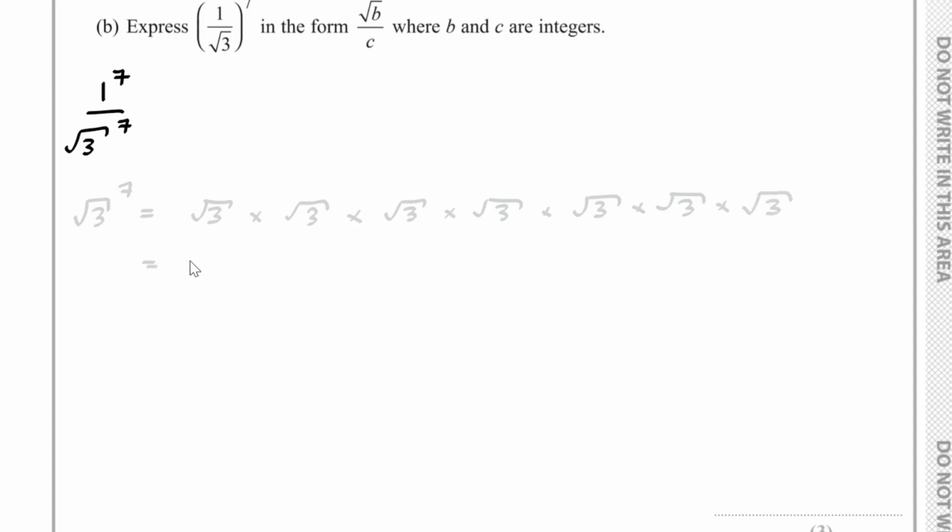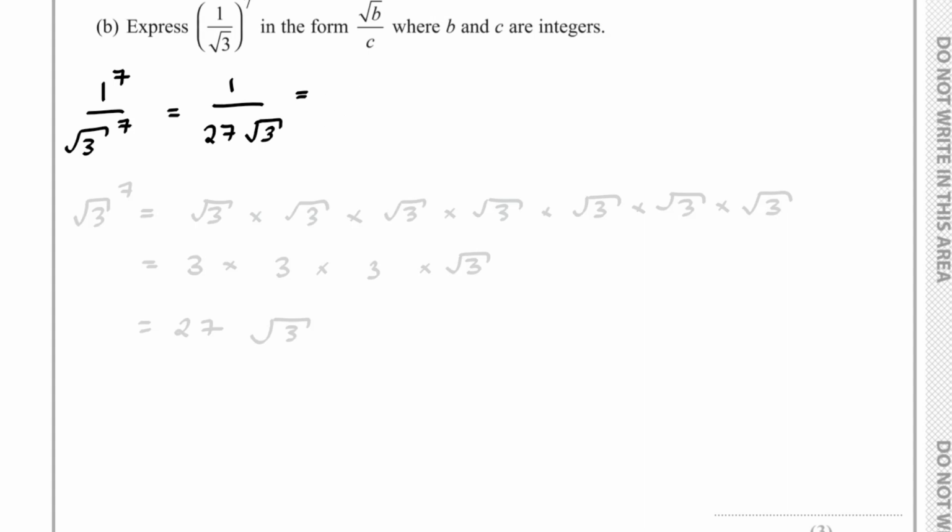Root 3 times root 3, that's 3. Root 3 times root 3, that's 3. And root 3 times root 3, that's also 3. And then we still multiply by the extra root 3 that remains. So we end up with 27 root 3. So what we have over here then is 1 to the power of 7, which is 1, and then root 3 to the power of 7, that's 27 root 3.